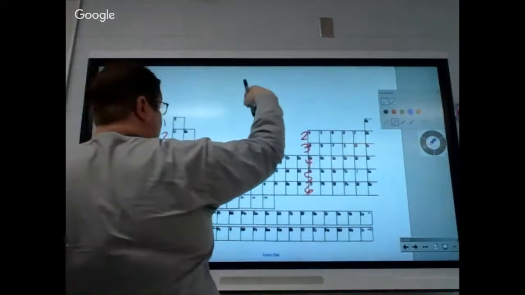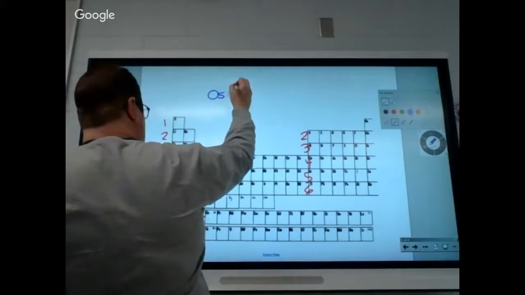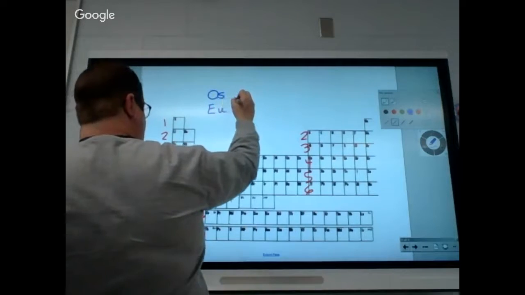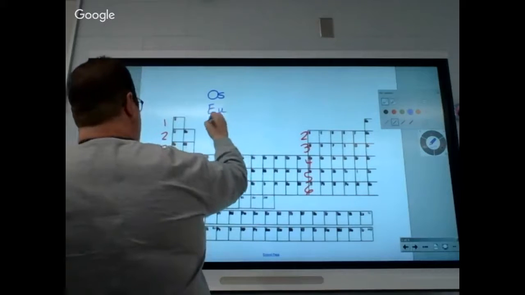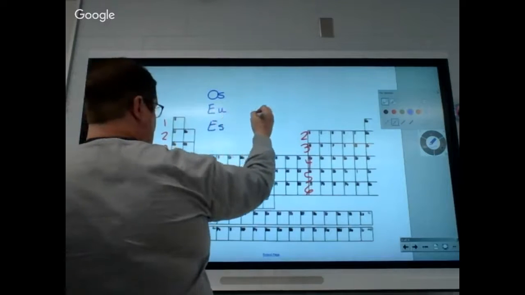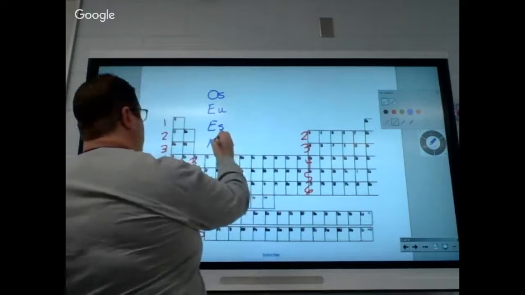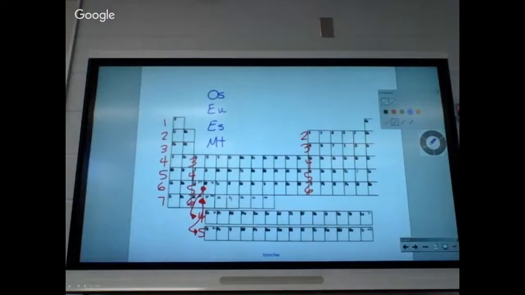And then one on Wednesday will involve what we take notes on today. All right, let's do osmium. Let's do europium. Let's do einsteinium and mendelevium. Let's do those four. And then we're going to move on to more coloring. All right, let's try those four, if you can do those.